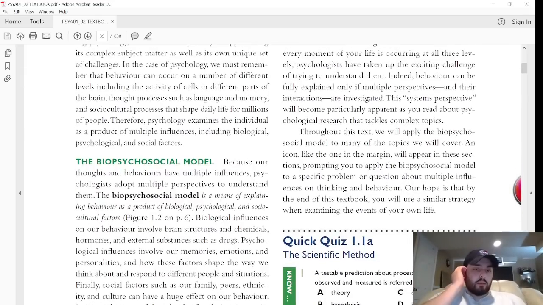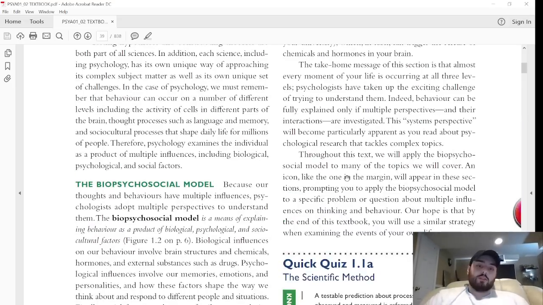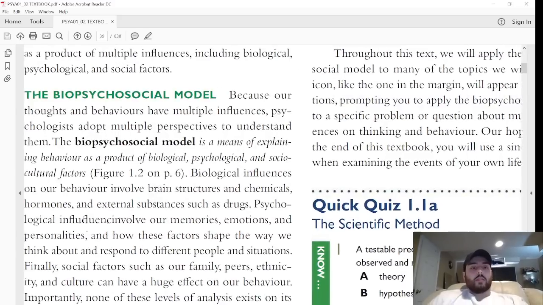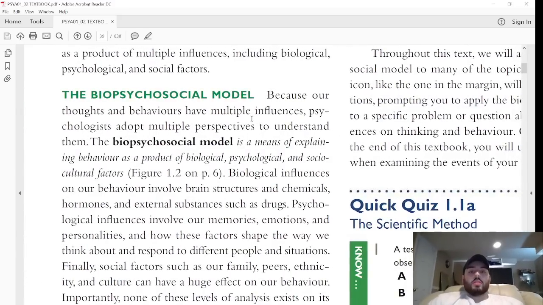So let's talk about the biopsychosocial model, and then we'll get into the quick quiz that you all can pause and do. So the biopsychosocial model, right? Let's zoom in here. Because our thoughts and behaviors have multiple influences, psychologists adopt multiple perspectives to understand them. The biopsychosocial model is a means, so let's highlight this here, of explaining behavior as a product of biology, psychology, and sociocultural factors, right?